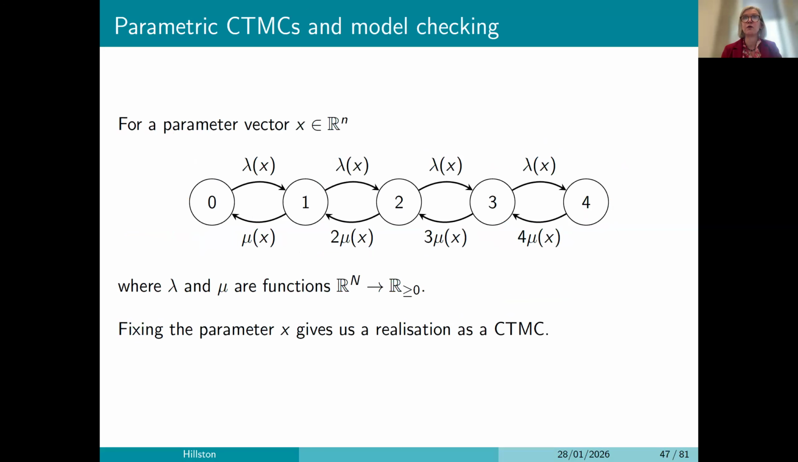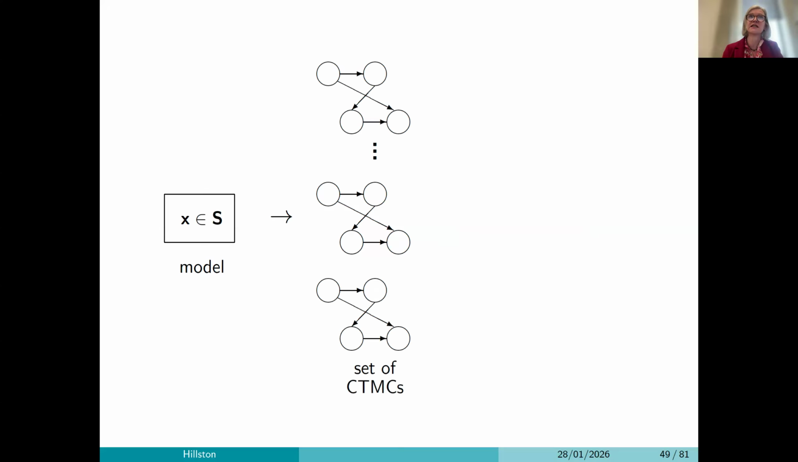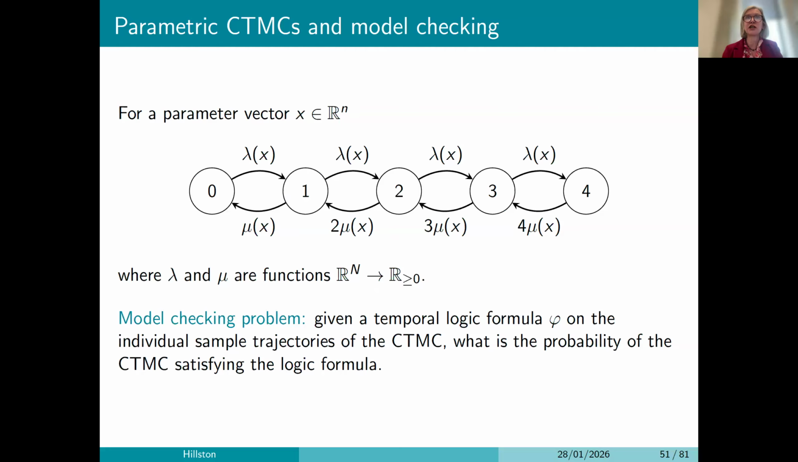So in particular, we don't know all the rates. Here our rates are functions of some unknown parameter x, and each particular value of x will give us a CTMC. If we evaluate x explicitly, we get a single CTMC. If we look at it over a set, we can have a set. But generally what we're saying is that x has some distribution, and so what we're looking at is a distribution of CTMCs.